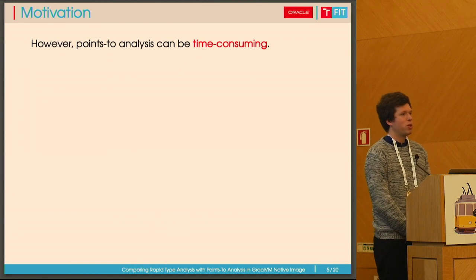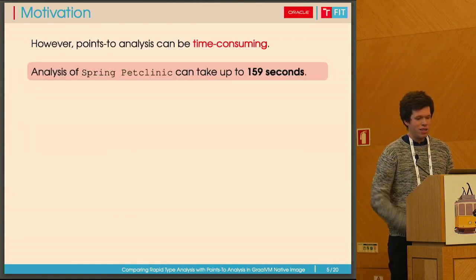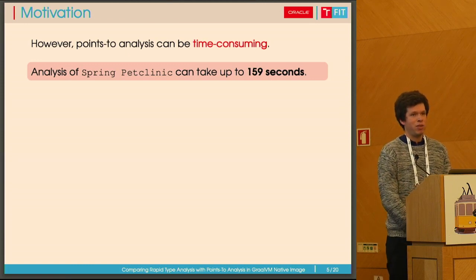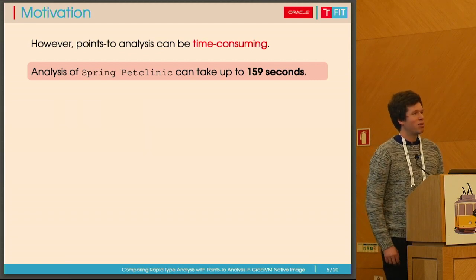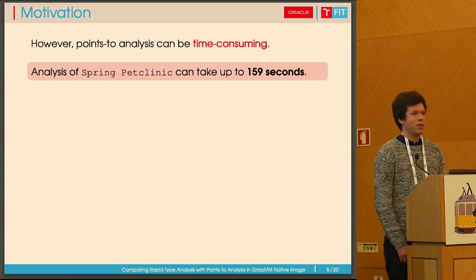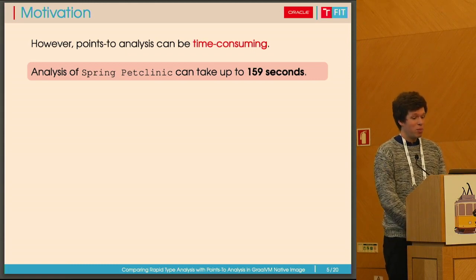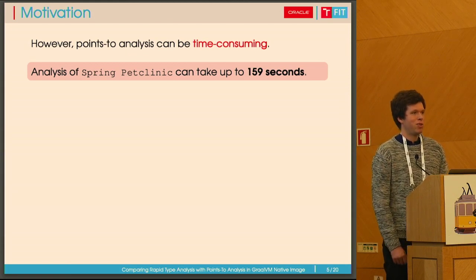Unfortunately, using points-to analysis in every build can be quite time-consuming. For instance, analyzing Spring Petclinic, which is a popular demo application of the Spring framework, can take up to 160 seconds. It might not sound like a lot for a static analysis method, but it is important to consider that this analysis is run during every build. So every time any developer wants to compile something using native image, this amount of time has to be invested into it.